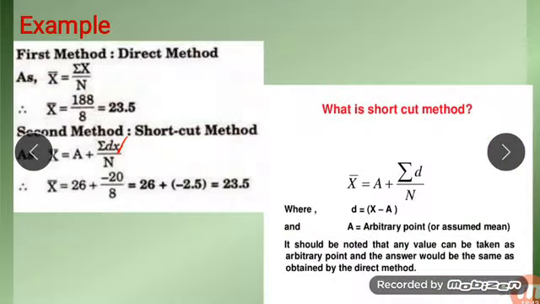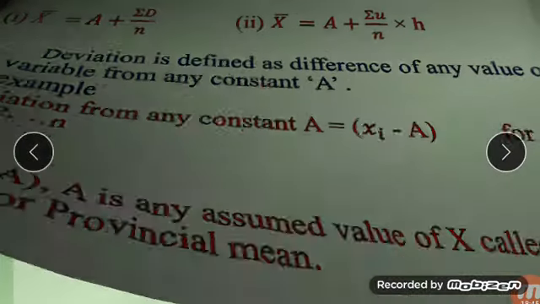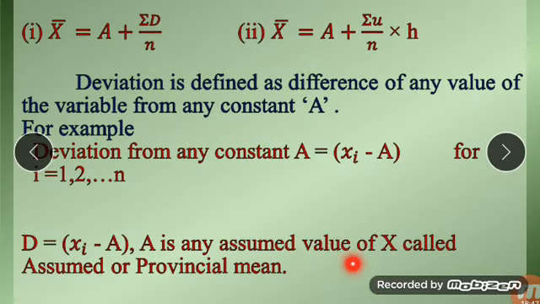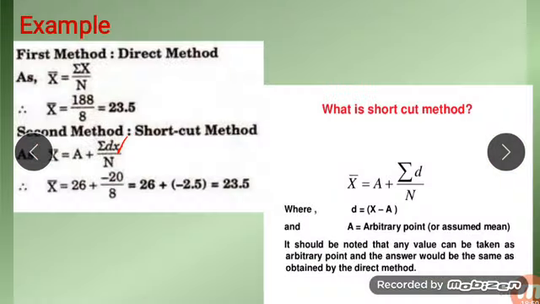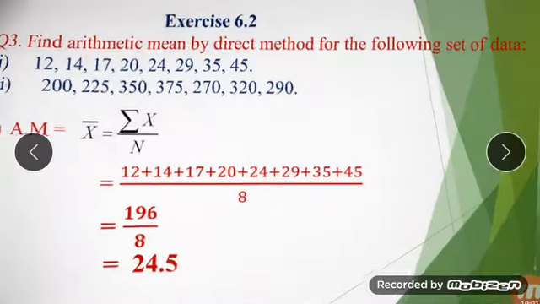Let me revise it again. Here, a is any assumed value of x. X are all the observations. It is called the assumed or provisional mean, whereas deviation is defined as the difference of any value of the variable from the constant a. So let's proceed towards the question here.